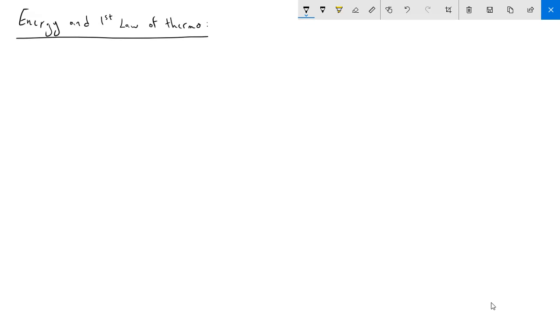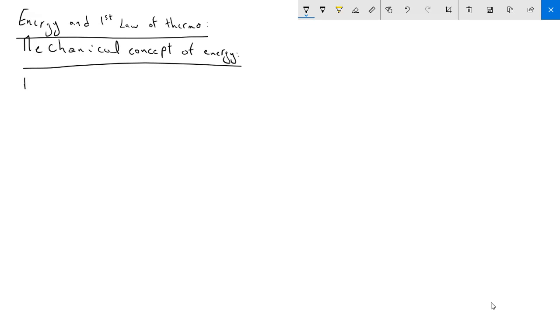the coefficient of performance. So first, we will try to develop or to review the mechanical concept of energy. So from a mechanical point of view, first we have two types of energy mainly, which are the kinetic energy and the potential energy. So we will start with the kinetic energy concept.